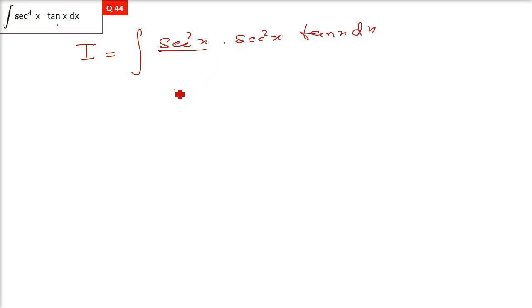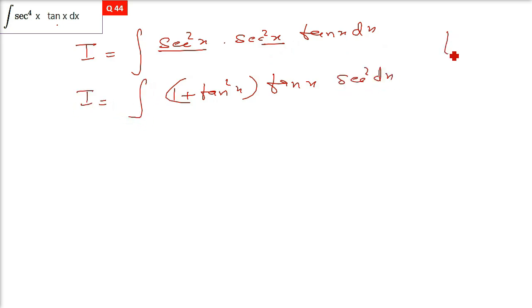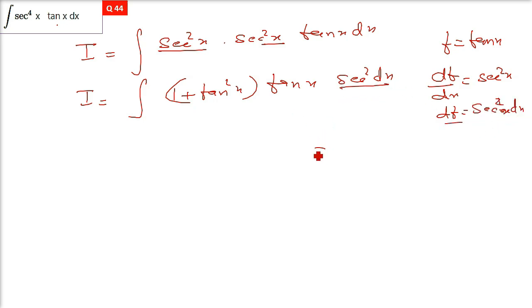Now this sec square x is 1 plus tan square x. Once you get 1 plus tan square x, you already have a tan x. Now you can take this tan x and keep it as t so that you can get the middle sec square x. So what I am suggesting is t equals tan x. dt by dx is going to be sec square x, so dt will be sec square x dx. So this sec square x dx is dt. Wherever tan is there, just put t over there. So t times 1 plus t square.